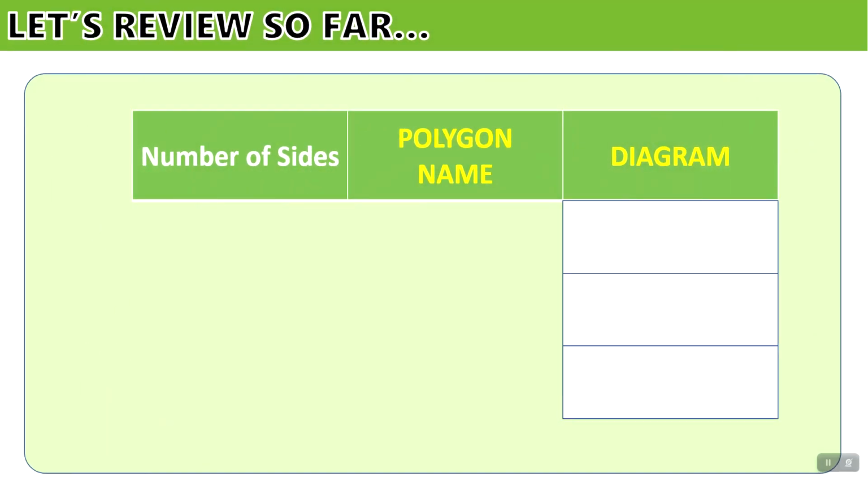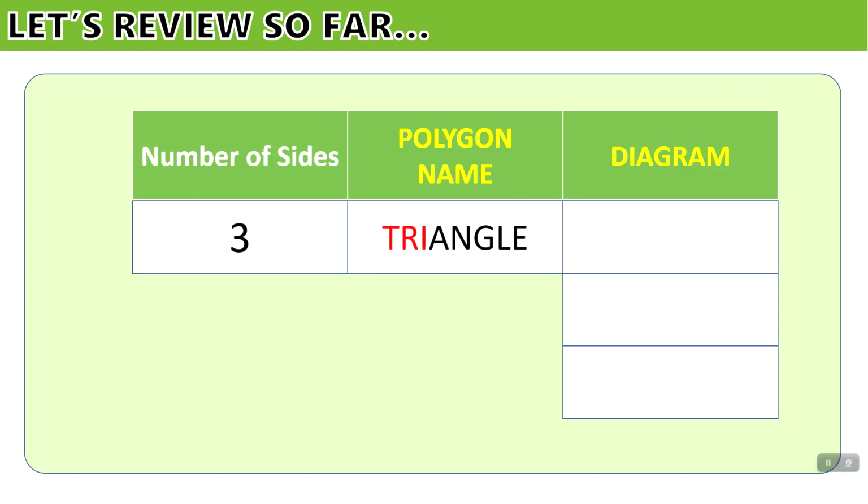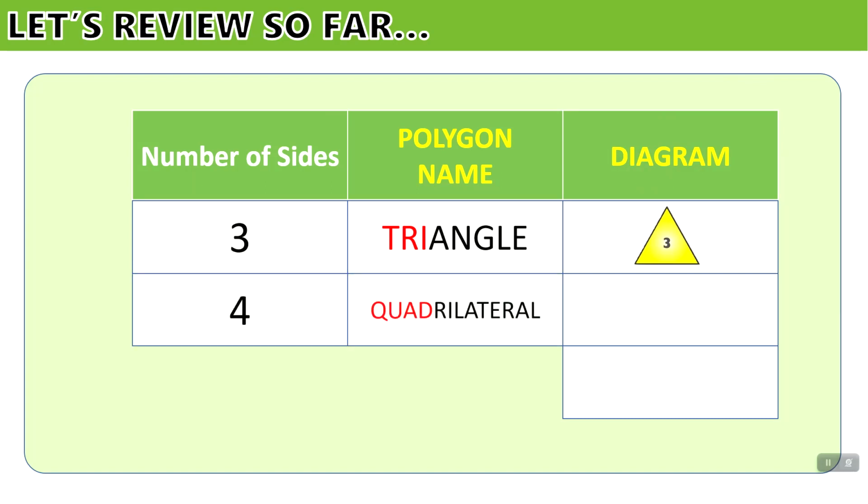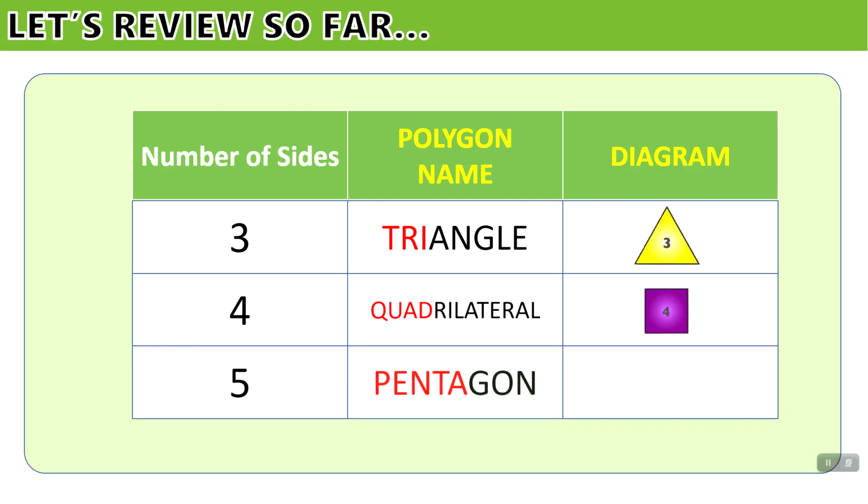So let's stop and review for a second. Let's see what we've done so far. We've learned that a shape with 3 sides is known as a triangle. The prefix tri means 3. And here is a potential shape of a triangle. We learned that 4-sided shapes are called quadrilaterals, the quad prefix meaning 4. And this is one quadrilateral that we can draw. A 5-sided shape is known as a pentagon. The prefix penta means 5, and here is an example of a pentagon.